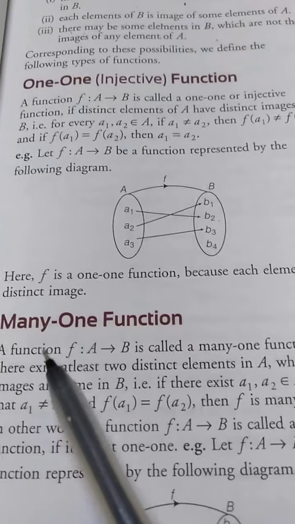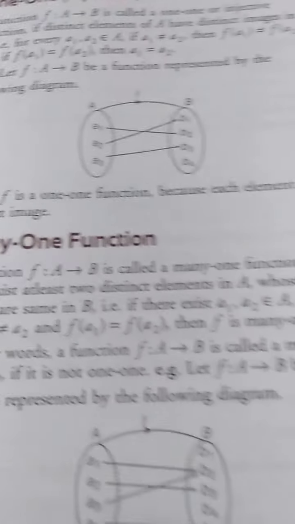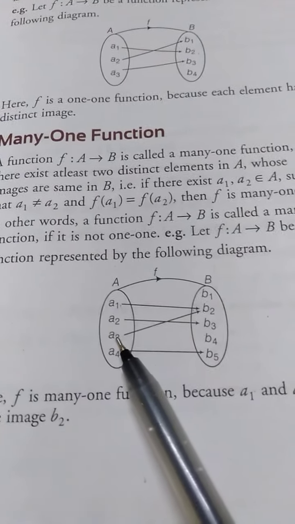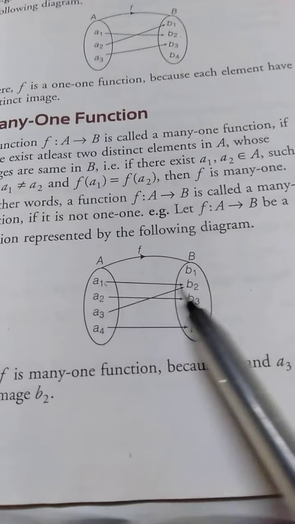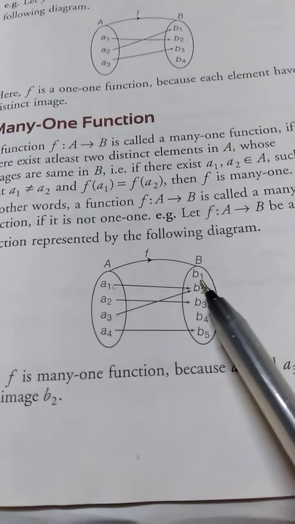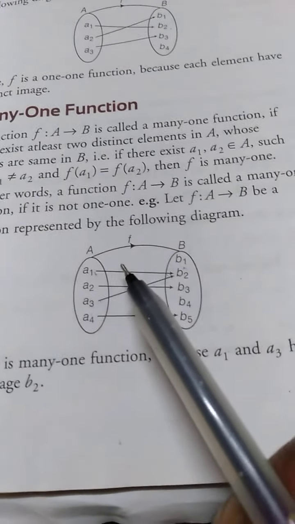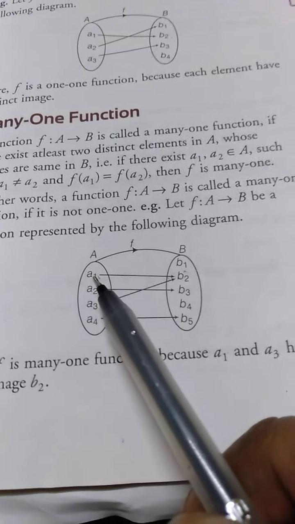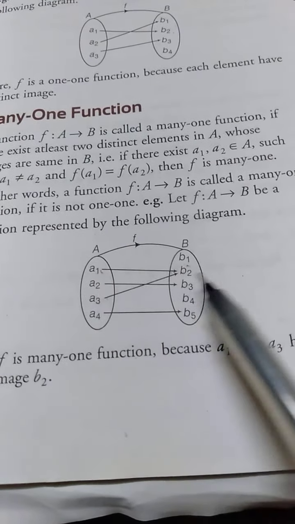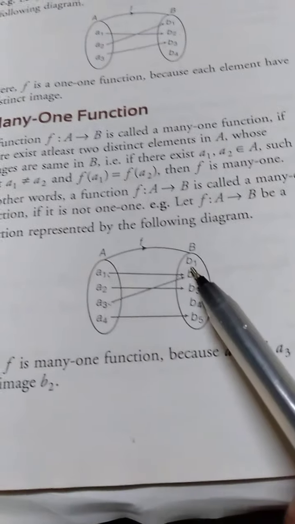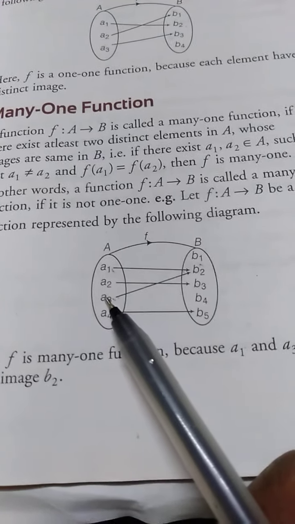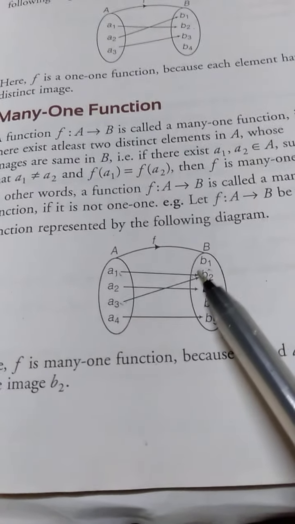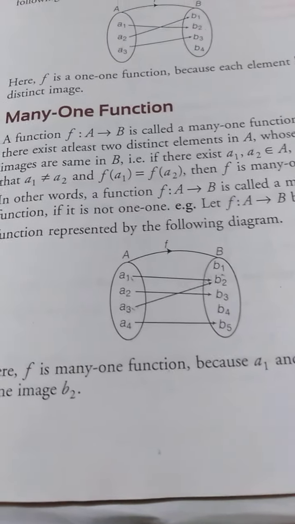And many-one, although it is not in the syllabus, still let me explain the meaning of many-one. See, A1 and A3 both have the same image, B2. The image of A1 is B2 and the image of A3 is also B2. As I gave you the example, suppose the function is y equal to x square. If you put x as minus 2, you will get 4, and if you put plus 2, you will also get 4. So this is the example of many-one, meaning more than one element of A having the same image in B. That is called a many-one function.